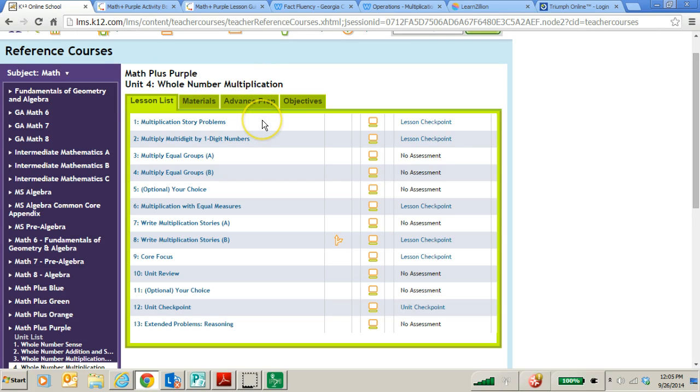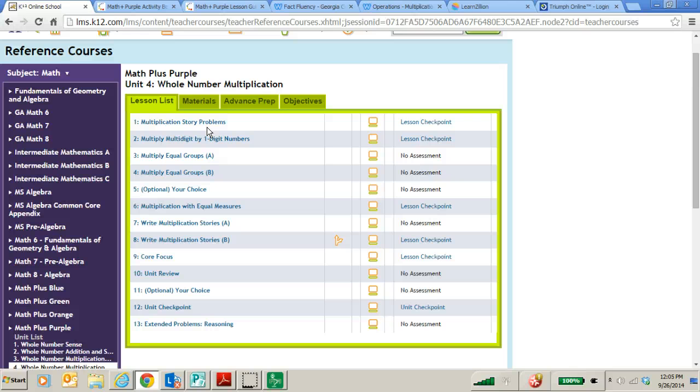And this unit is important because it applies what you learned in Unit 3 about whole number multiplication sense and applies it to real world story problems. And that's why we multiply in the first place, because we're going to use it in the real world.